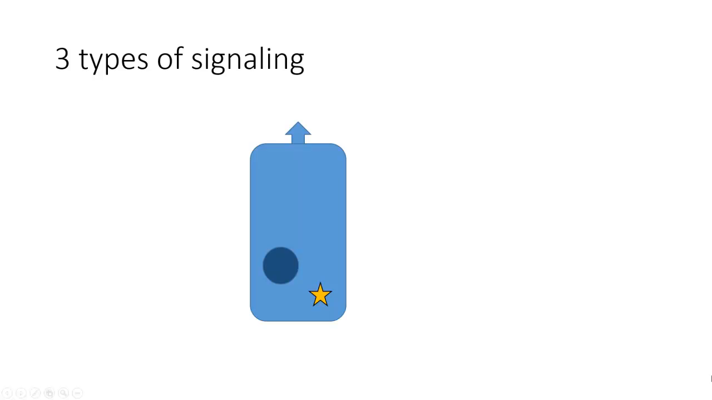So let's imagine this is our cell. This box here is our cell, there's its nucleus, and the little star in here is the signaling molecule. And any molecule that will bind to a receptor, here indicated by an arrow, is referred to as a ligand.